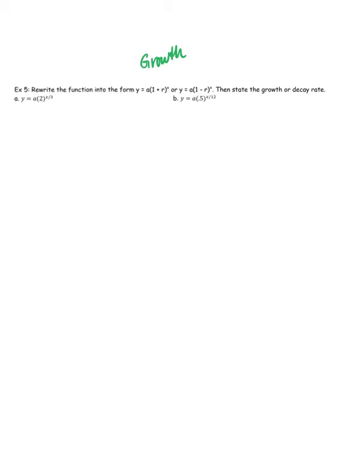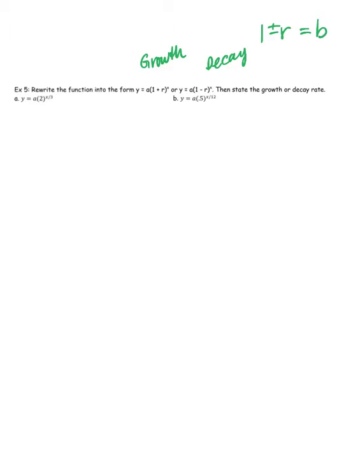If it's 1 minus r, so 1 minus some number, that's going to be a number less than 1 but bigger than 0, so that's going to be showing decay. Remember, if that b value is less than 1 but bigger than 0, it's showing decay. So you can think of this 1 plus or minus r equaling that base, equaling your b value in that y equals ab to the x power.